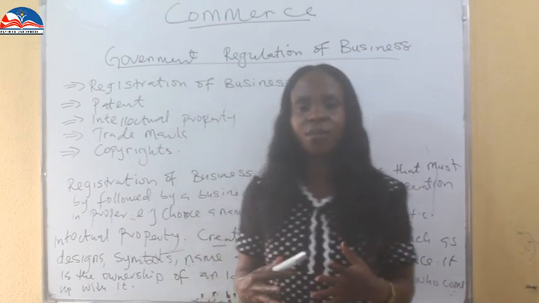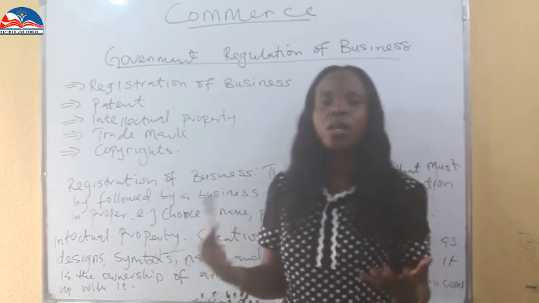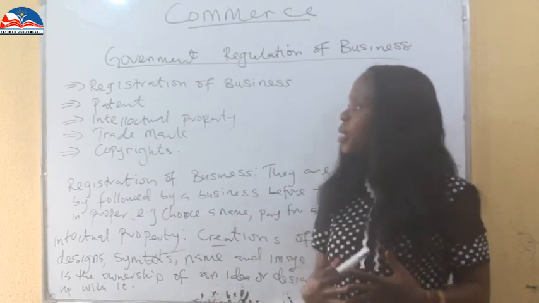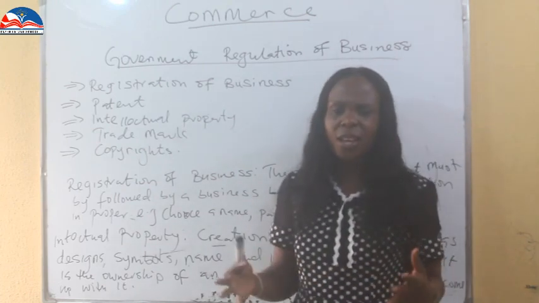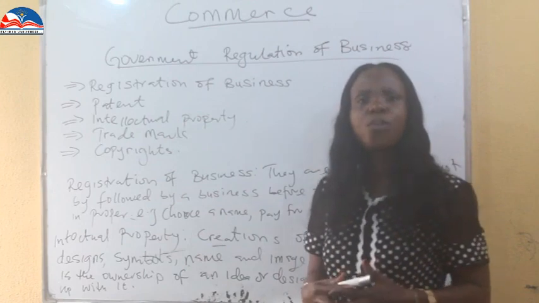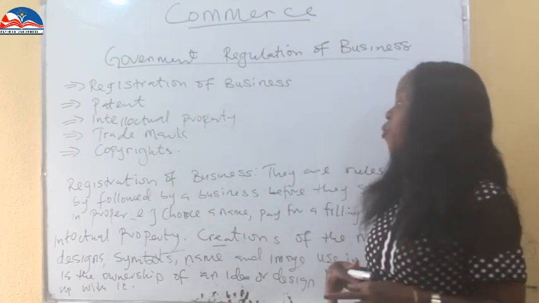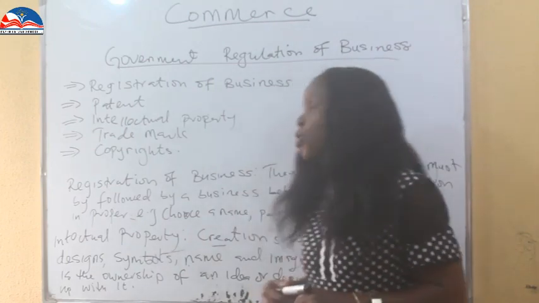We are looking at these 5 objectives in our class for today. What is business registration? What is patent? What is intellectual property, trademark, and copyright? How does government regulation come into play in these 5 objectives? Now let's look at registration of business. What is registration of business?